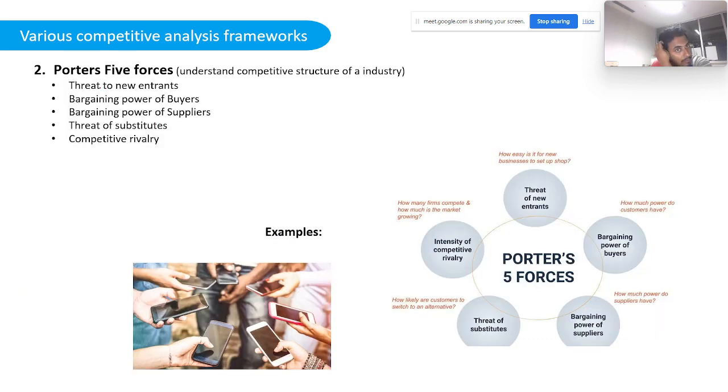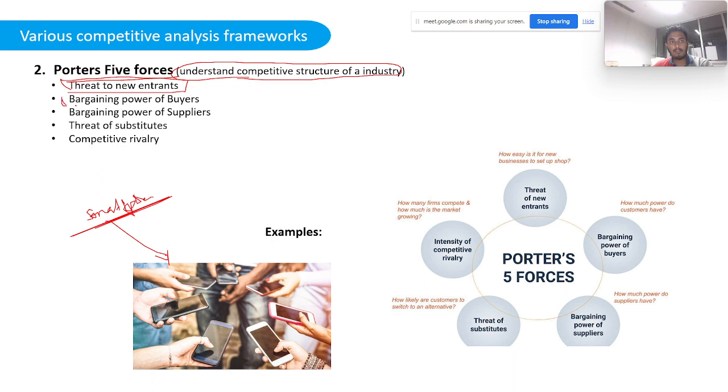Next is Porter's five forces. Porter's five forces try to identify five things for a company. The main goal is to understand the competitive structure of the industry. When you are entering as an organization into a new business, for example, a smartphone business, you need to understand what the threats to new entrants are. What are the barriers to market entry that you need to understand.